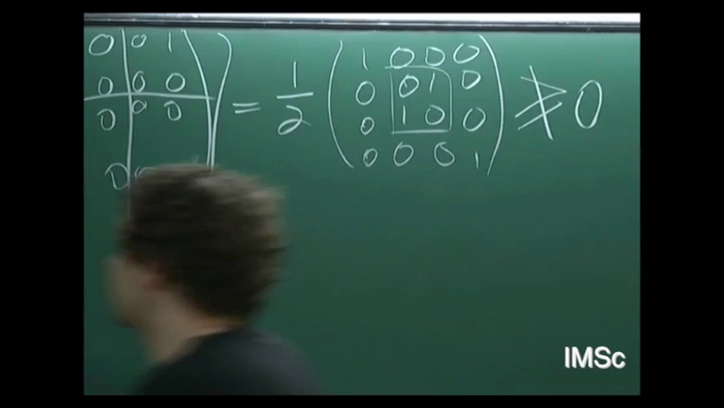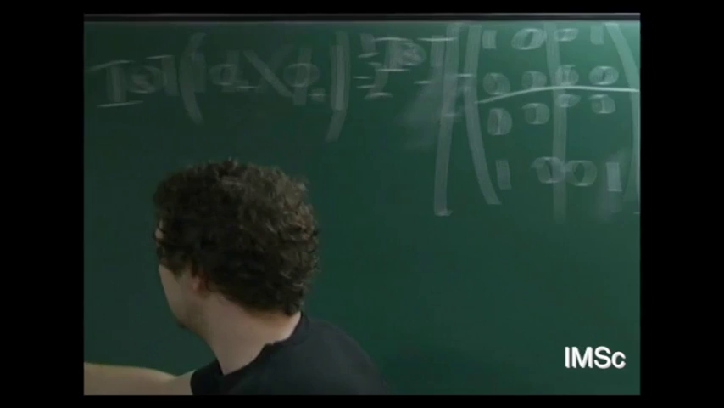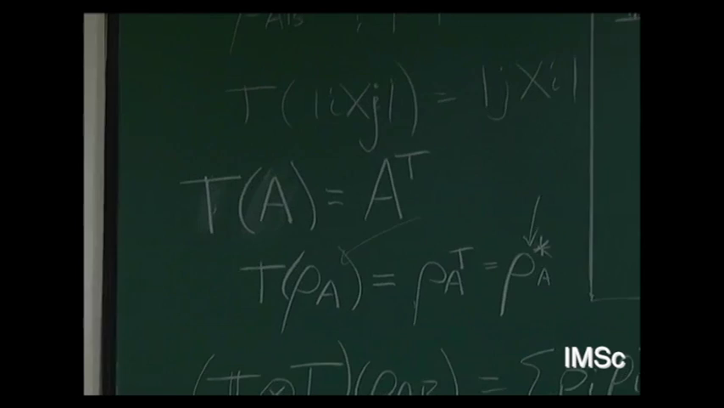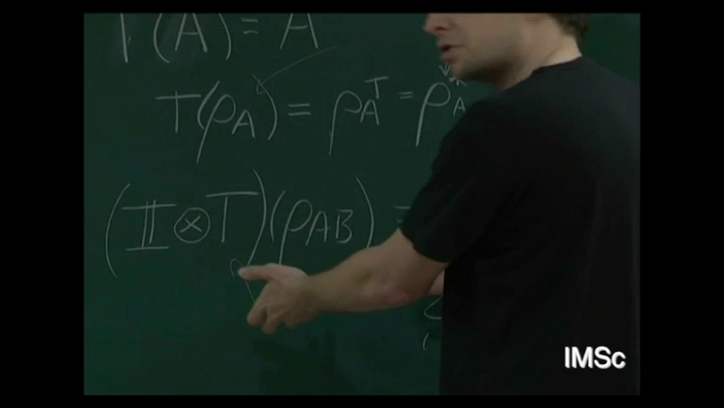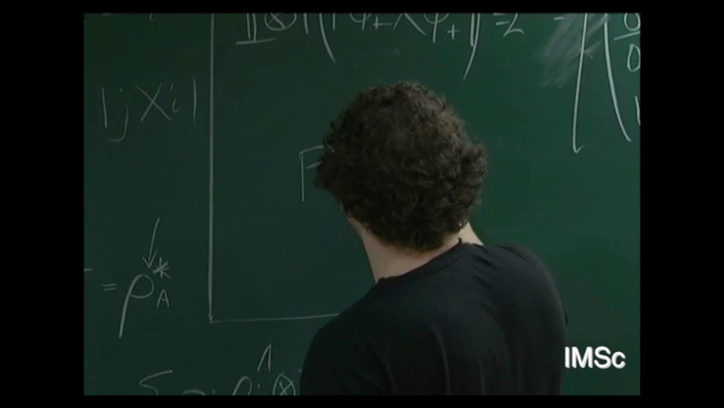What that's telling us is that even though this transpose, when applied to a single state like this, maintained physicality of the state, it's not actually a physical operation, because if I try to apply it to just a part of a larger quantum state, it ends up mapping me outside the set of density matrices. So this transpose is the classic example of something that's positive, meaning it maps states to states in this sense, but it's not completely positive.